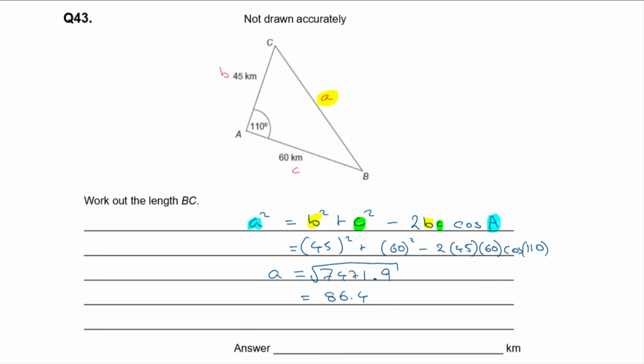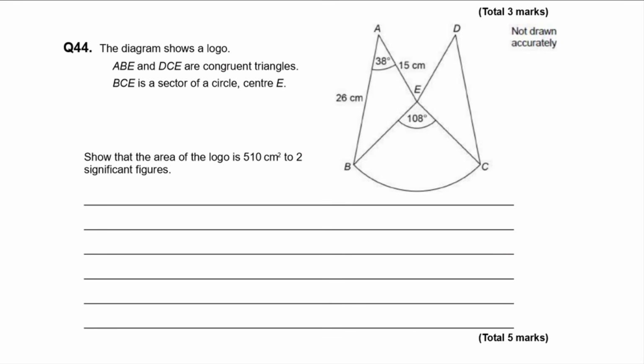Because it's the longest side, clearly the longest side because it's opposite that obtuse angle. 45 and 60 and 86 doesn't look dreadful. I think that looks all right. I'm gonna stick with that. 86.4.